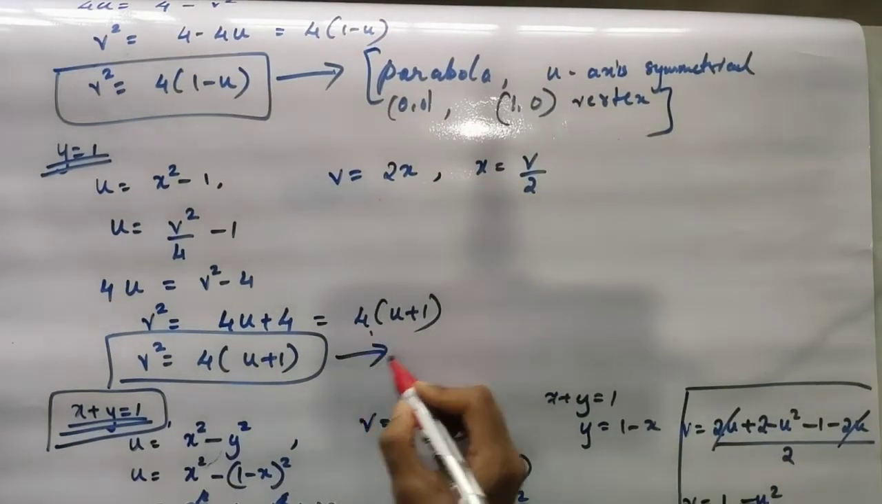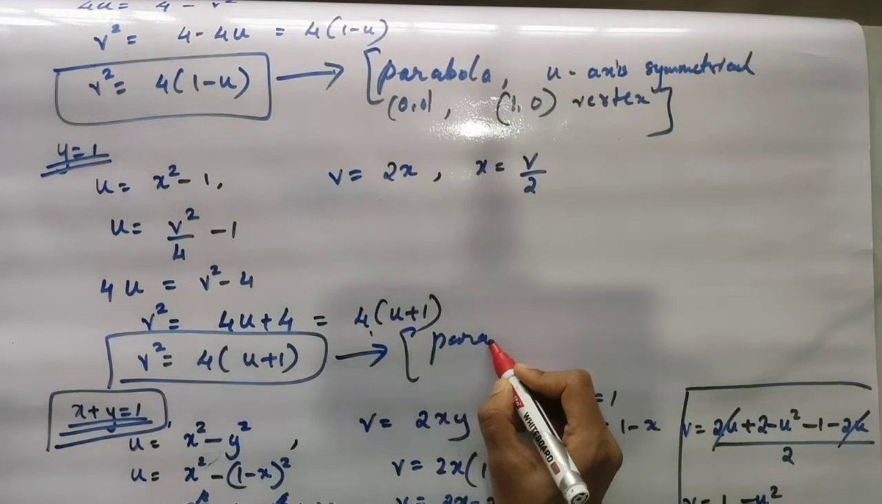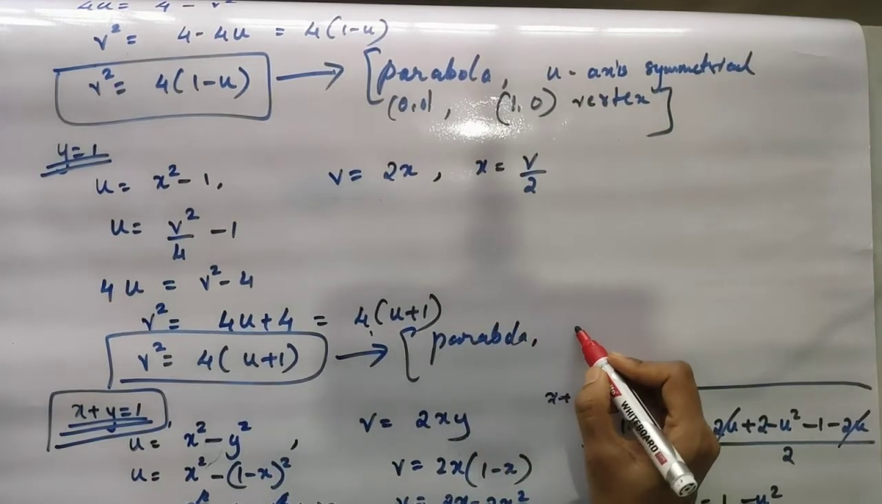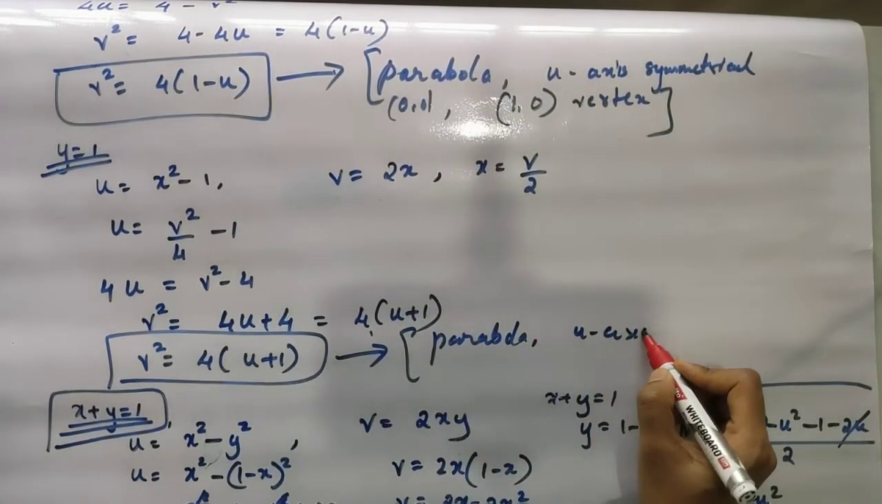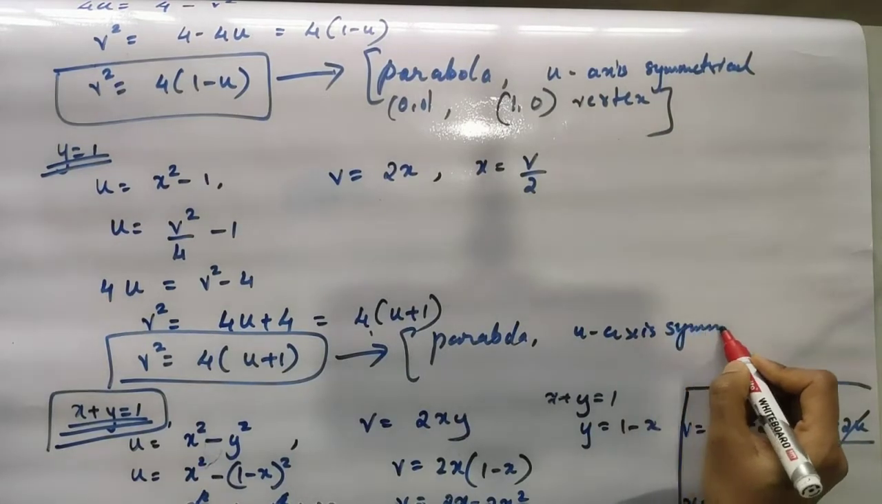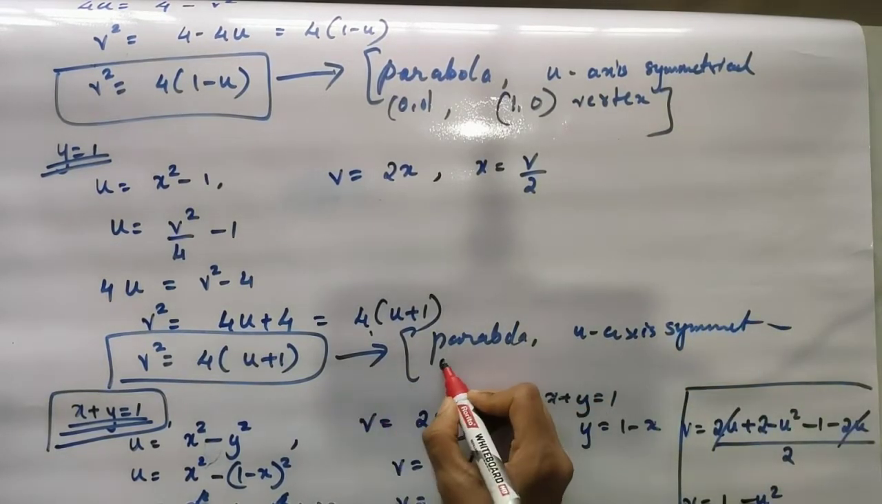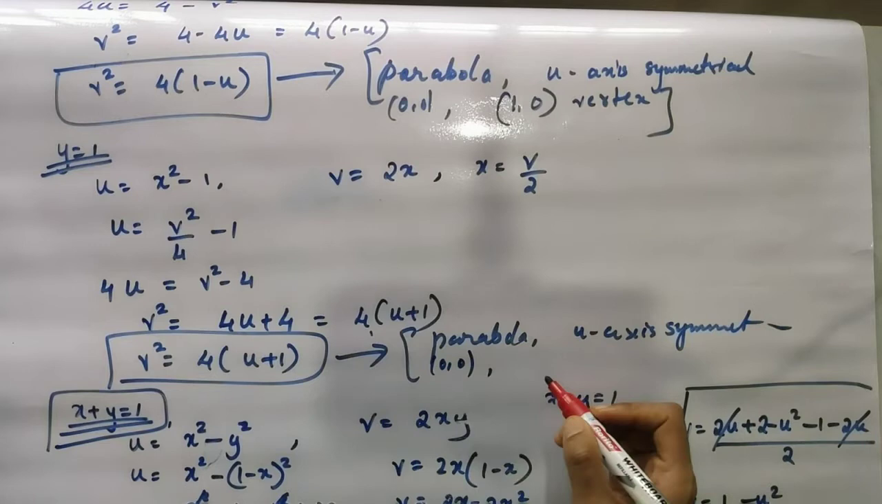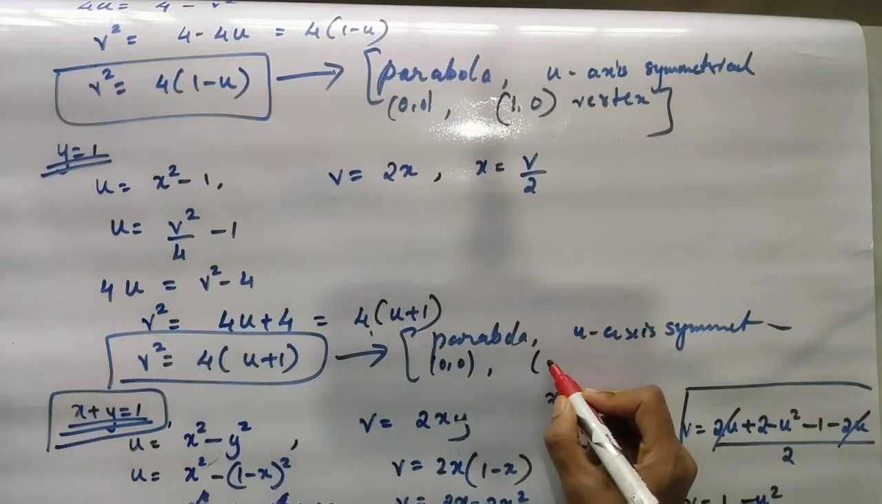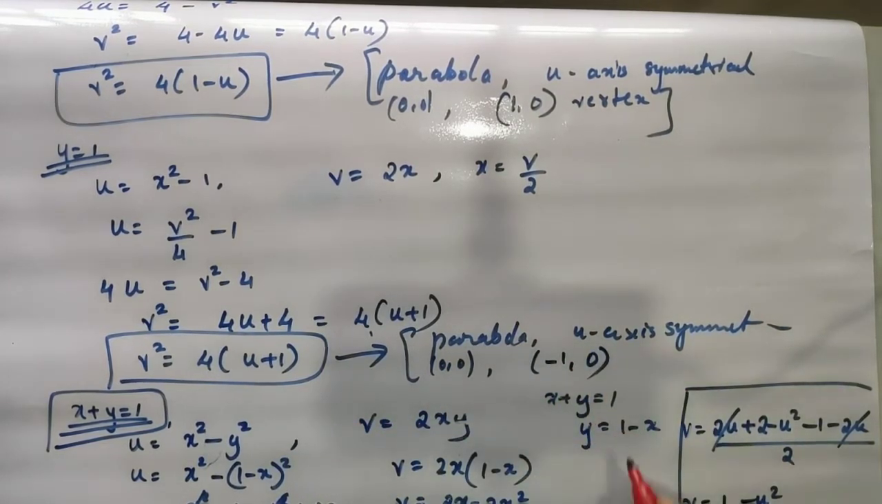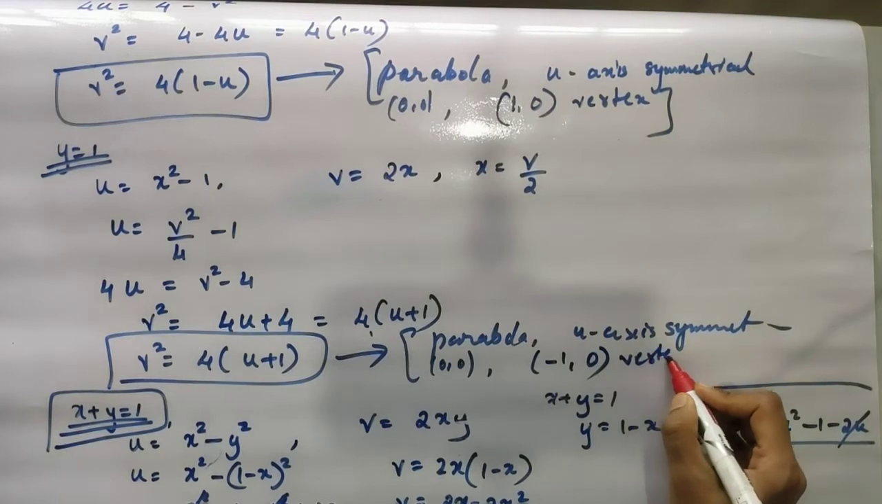Similarly, here, what is this? This is also a parabola, symmetric about the u axis, right? This also we have discussed before. And the focus is the origin, 0, 0. This is the focus. And what is the vertex? It is minus 1, 0. This is the vertex.